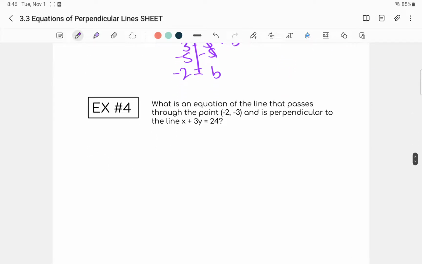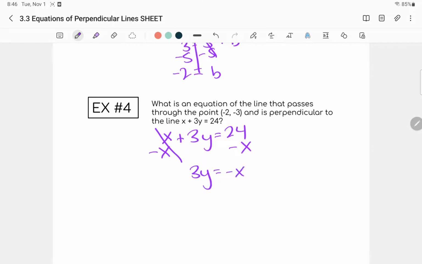So now with example number 4, we're going to do the same thing, except we have to rework this so it is in slope-intercept form. So x plus 3y equals 24. We're going to go ahead and subtract x from both sides. So I get 3y equals negative x plus 24. I'm going to go ahead and divide by 3.